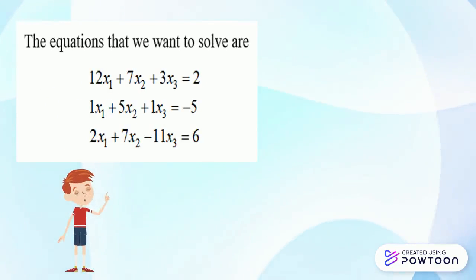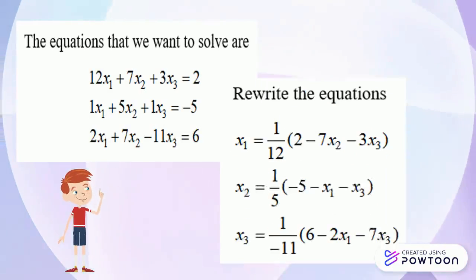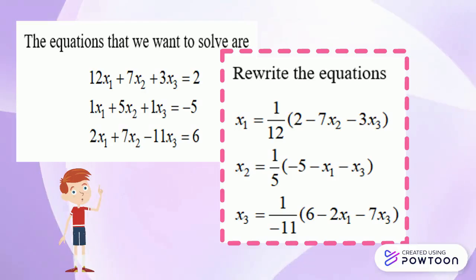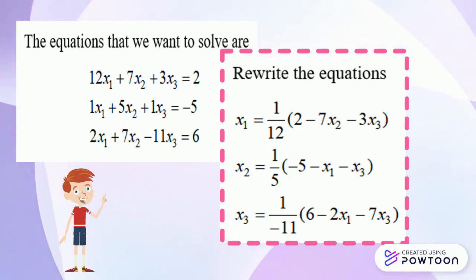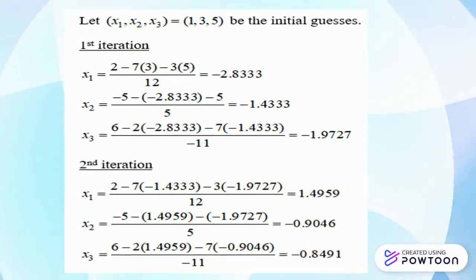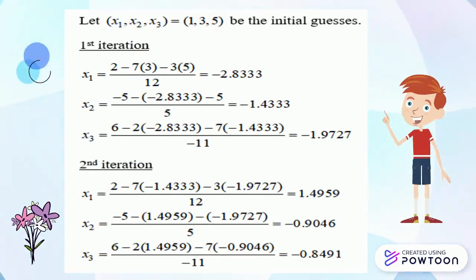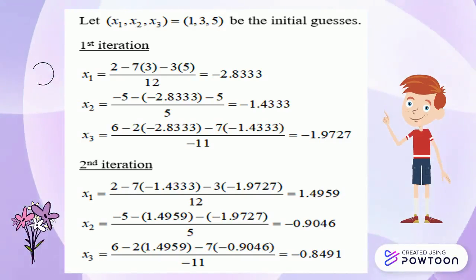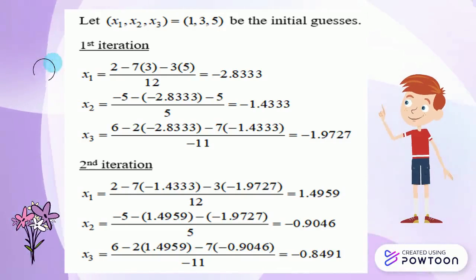Next, we rewrite the problem that we want to solve into 3 linear equations. To solve for x1, x2, and x3, we put the rest of the expressions on the right-hand side. Now, we can apply the Gauss-Seidel method. Let x1 equal to 1, x2 equal to 3, and x3 equal to 5 be the initial guesses.